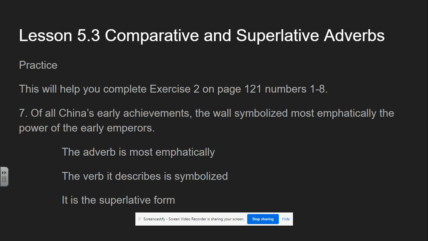Next practice is also on exercise 2, following the same directions, but this is number 7. Of all China's early achievements, the wall symbolized most emphatically the power of the early emperors. In this sentence, the adverb is most emphatically. The verb it describes is symbolized. And in this case, the adverb most emphatically is in the superlative form. Please write this in your notebooks, stop the video and write it down, and then come back for the next slide.